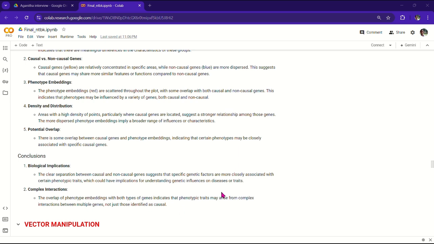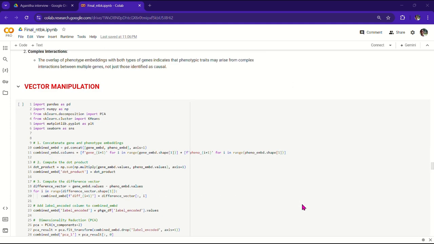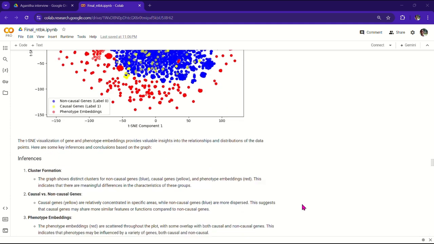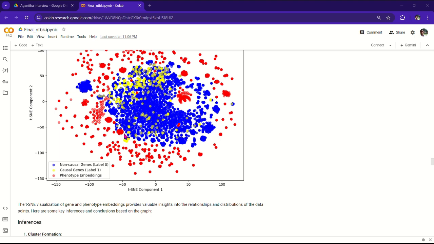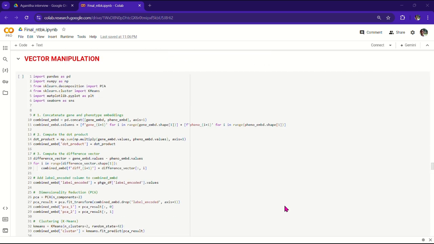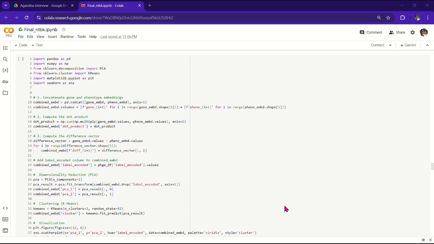And here are the conclusions about the phenotype embedding. What biological conclusion can we infer from these things? The clear separation between causal and non-causal genes suggests that specific genetic factors are more closely associated with certain phenotypic traits, which could have implications in understanding the genetic influences on diseases. And there are complex interactions also, like some genes which are lying far from this phenotype; maybe these are affecting these genes, and then these genes are affecting this phenotype. This can also be the case. So we have to do network analysis, to see how one gene is affecting the whole pathway and how these phenotypes are getting expressed.